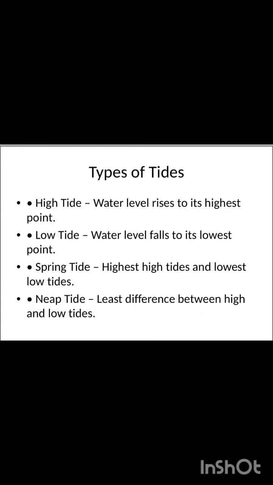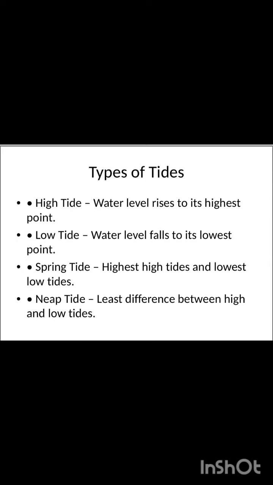Now next we move to the types of tide. So generally there are two types of tide. One is classified as the high tide and the low tide, and the other is the spring tide and the neap tide. Now high tide we know is the time when the water level rises to the highest point, and it is just the opposite for the low tide when the water level falls to its lowest point.